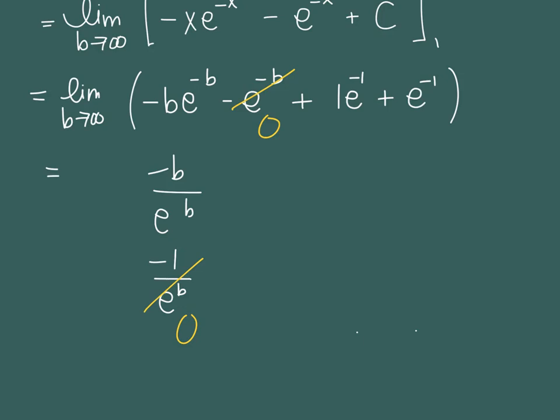The answer's not 0. Oh, I meant 2 over e. The answer's not 0 because those two are 0, but the other ones are 1 over e and another 1 over e. So the answer is 2 over e, which means it converges.